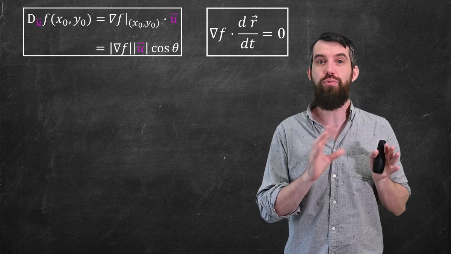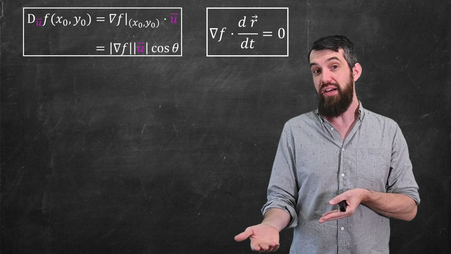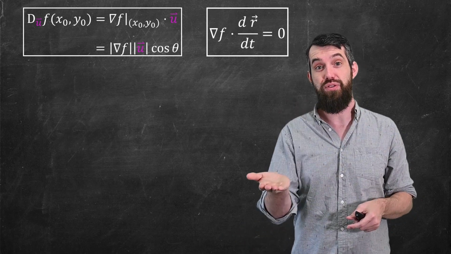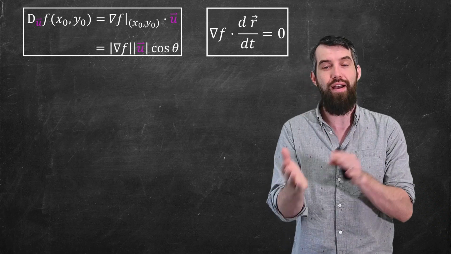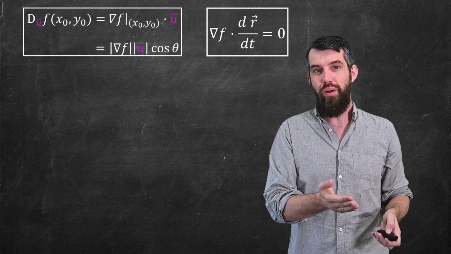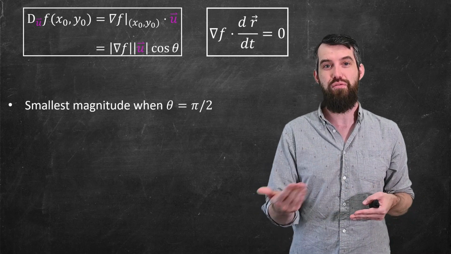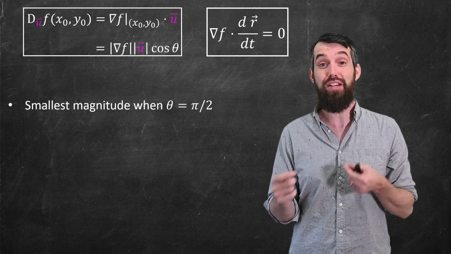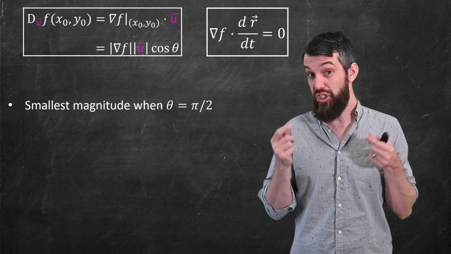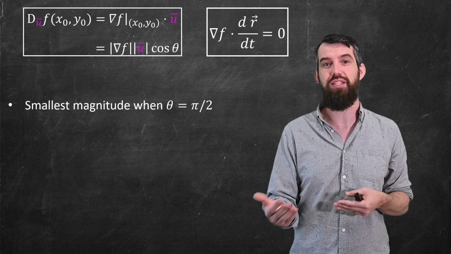Okay, so looking at this gradient of f, length of u, cosine theta, depending on the value of theta, sometimes this is large, sometimes this value is small. It depends on that angle theta between the two different vectors, the gradient of f and the u vector. Well, in the case where theta was pi over 2, cosine of pi over 2 is 0. So the smallest magnitude of the directional derivative, i.e. when the slope is smallest in magnitude, happens when theta is equal to pi over 2.